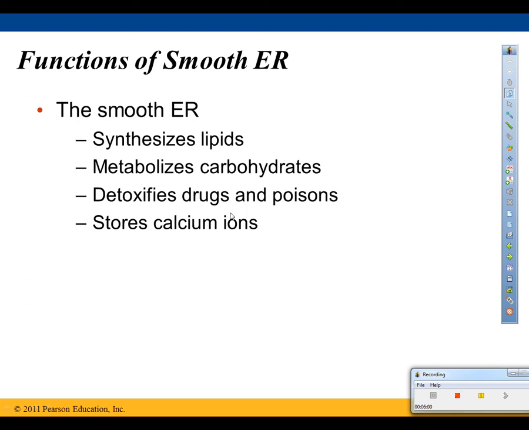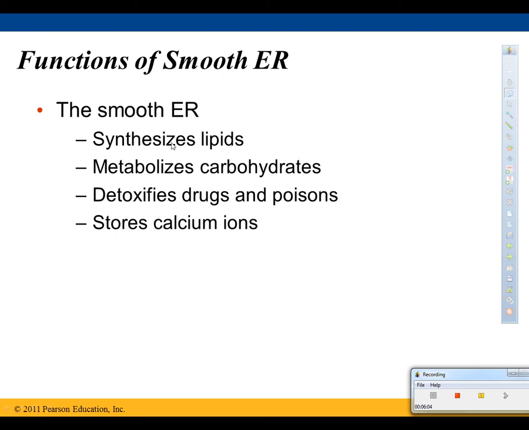And you might not think that that's a big deal, but storage of calcium is used in muscle contractions big time. So this is really important, and we talk about that a lot in physiology when we're looking at a muscle contraction. There has to be a big flux of calcium that actually comes out. So synthesizes lipids, metabolizes carbohydrates. So look at all these different functions that you can think about and represent by your cell model.